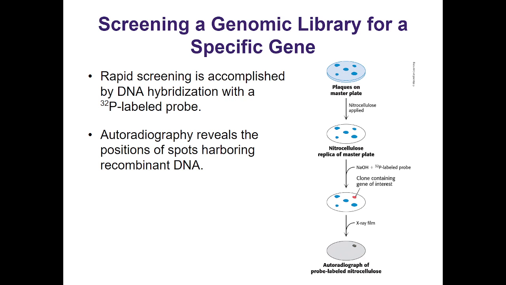All right. So, screening a genomic library for your specific DNA, of course. We have the rapid screening. This can be accomplished by DNA hybridization with a 32P labeled probe. The autoradiography will reveal the position of your spots that harbor the recombinant DNA. So right here we have the plaques. This will be on a master plate. We're then going to apply our nitrocellulose. This is going to then essentially blot our plaques, okay? It's the same process we did in blotting.